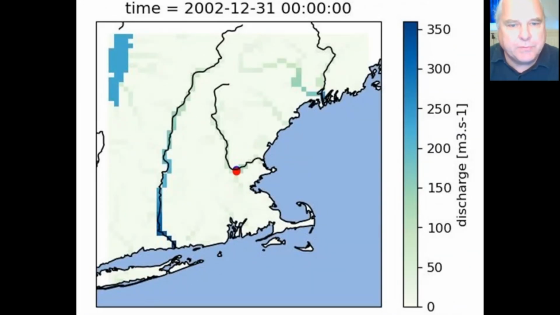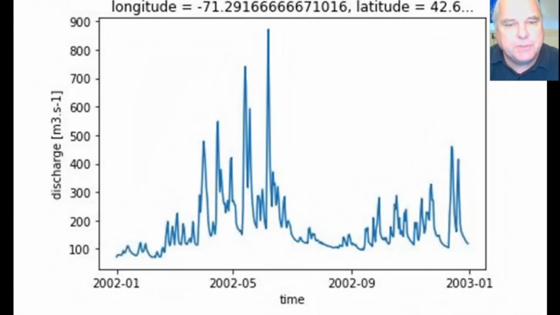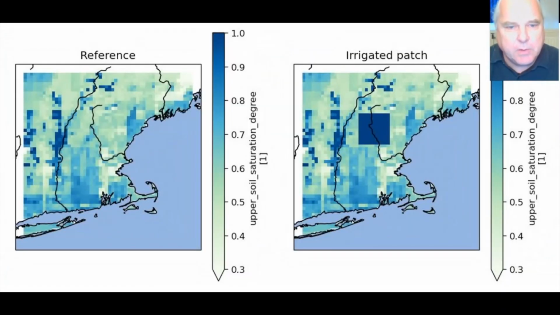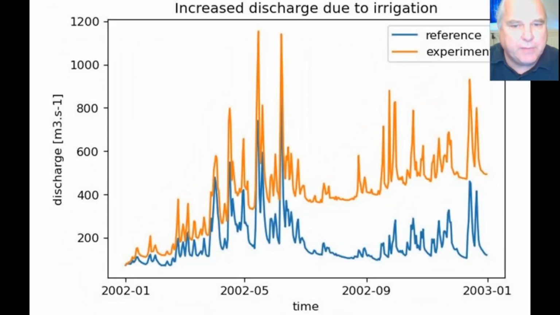Here you see the moisture distribution in the model domain. We have selected one point on the river to calculate the river discharge. The results can be seen here. Now we can make changes in the model setup. Just as an example, we irrigate this patch within the basin and run the model again. Immediately you can see the impact such a scheme would have on the downstream river discharge.